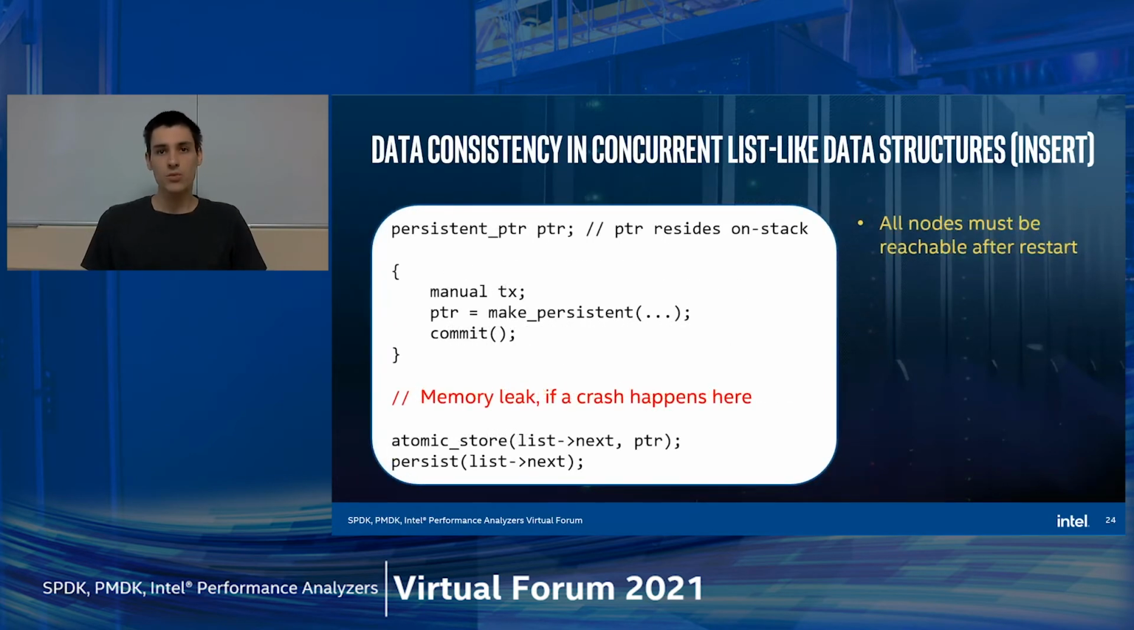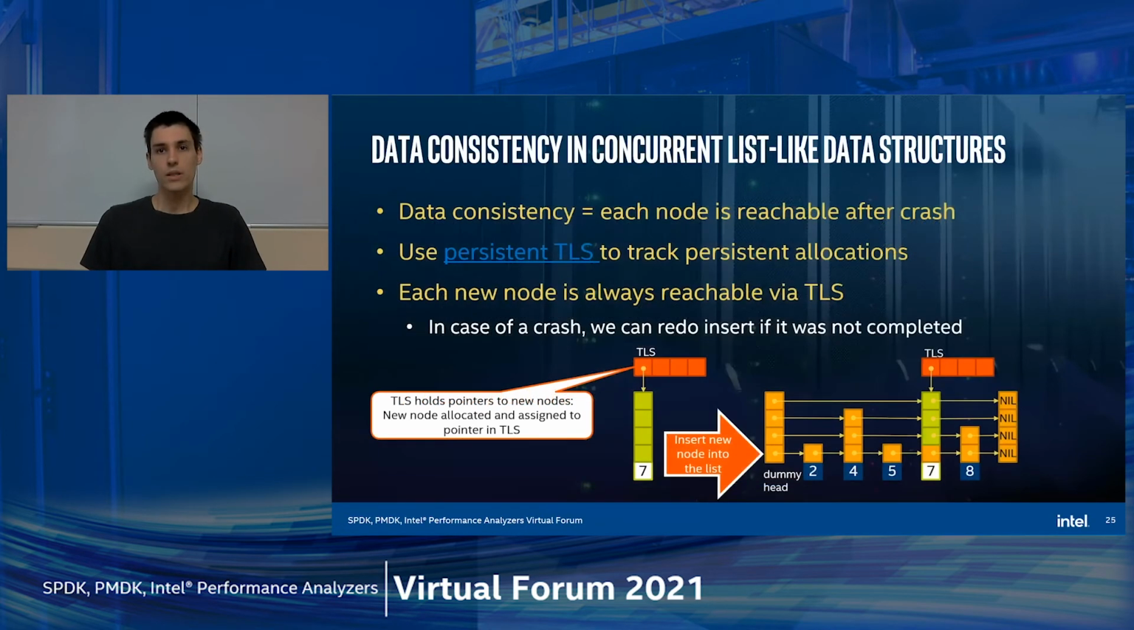Okay, so maybe let's try a different approach. On this slide, you see that the atomic store is done outside of the transaction to avoid problems with reading uncommitted data from other threads. But now, if a failure would occur between transaction commit and atomic store, we have a memory leak. We would have no way of accessing the new node since the only reference to it was on the stack. So this is the ptr variable on this slide. Here, you can see our solution to this problem. We use a data structure, which we called persistent TLS.